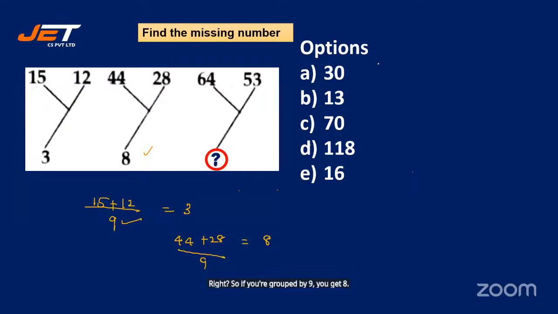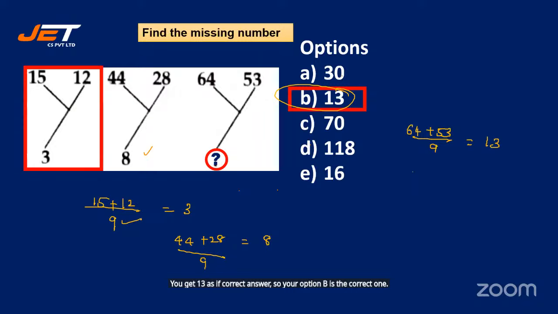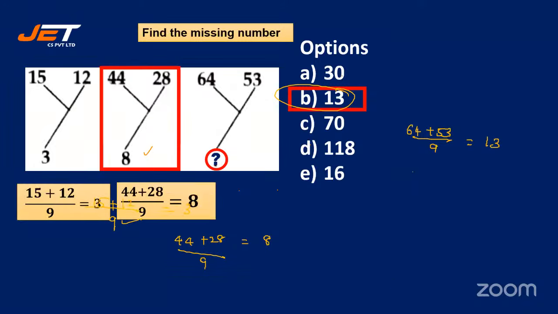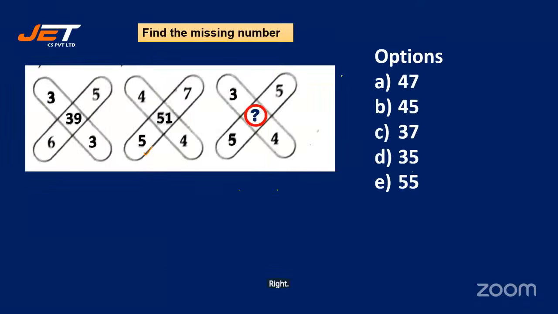So then for the third one also, you can do the same thing. That is 64 plus 53 divided by 9. You get 13 as the correct answer. So your option B is the correct one. Right. Now see the next question.